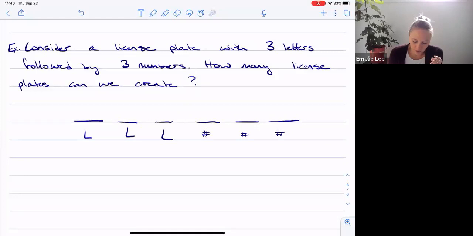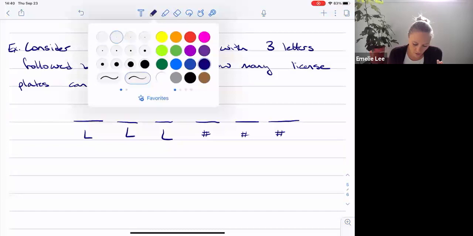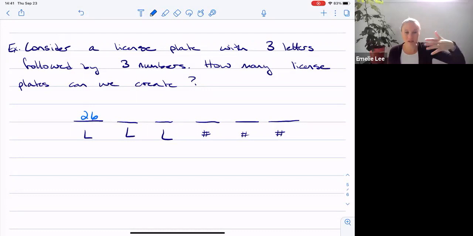So if the first letter is A, then I could run through and have AAA, 000. Don't forget about zero. How many possible letters are there? There are 26 to choose from. So here I have 26 letters that I could pick from for the first letter. Now I move on to the second letter. There's nothing that says I can't have repeating values. I could have a license plate that's AAA, AAA. That's allowed. So there are no restrictions here in this case.